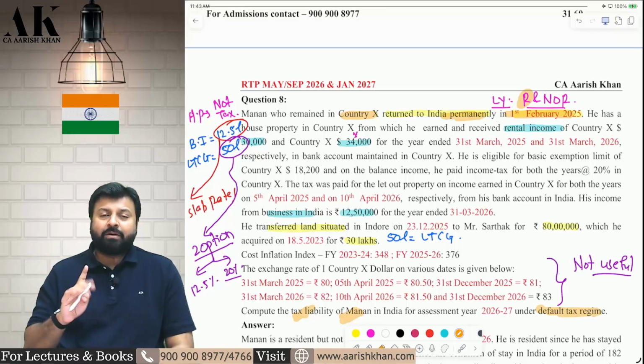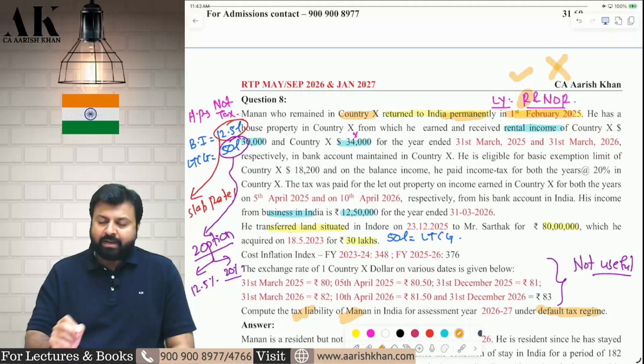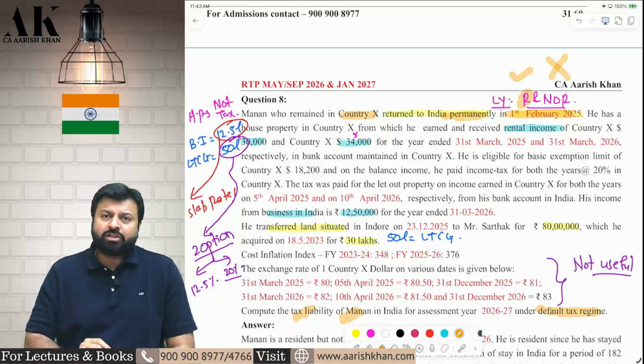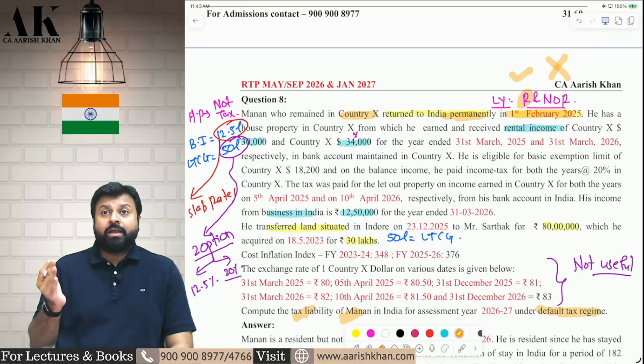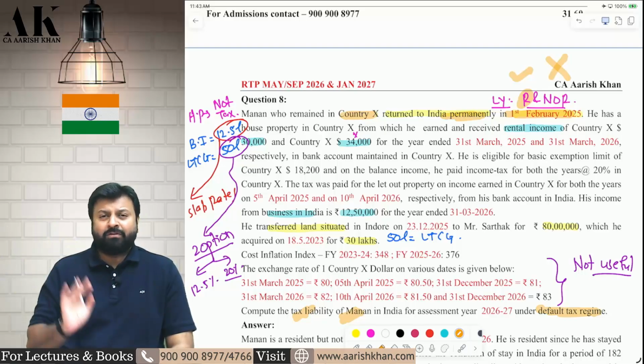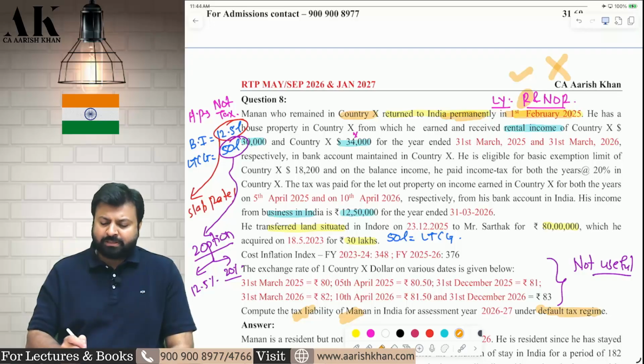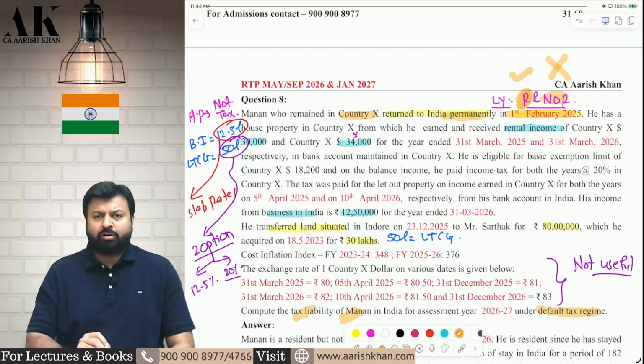Therefore, Manan is staying in India in the current year for 365 days and in the last year only for 60 days. Therefore, Manan is definitely resident, but Manan is not ordinarily resident, because Manan will not fulfill the additional conditions of ordinary resident. What are the additional conditions of ordinary resident? He should stay in India for 730 days in the last 7 years. That is not going to happen. He was permanently settled outside India. Now he has come to India just 60 days back. Plus, he should be resident in India in at least 2 out of the last 10 years. That is also not possible. Therefore, Manan is resident but not ordinarily resident.